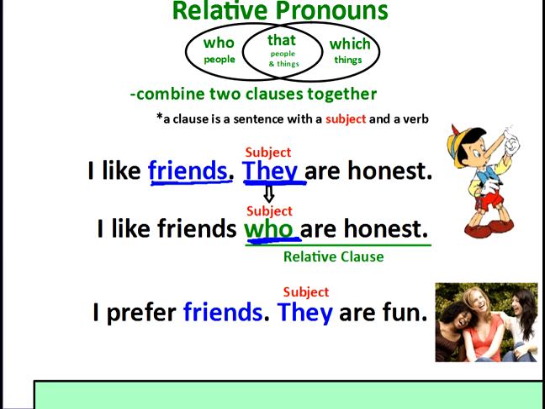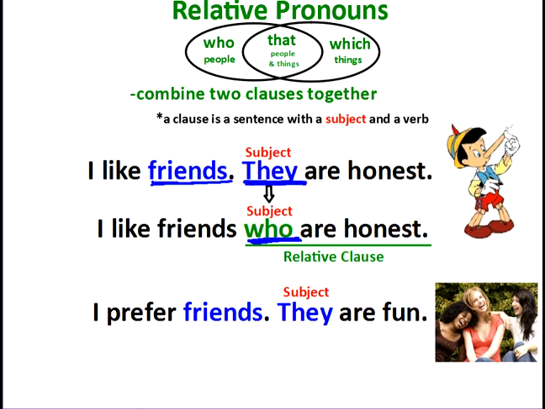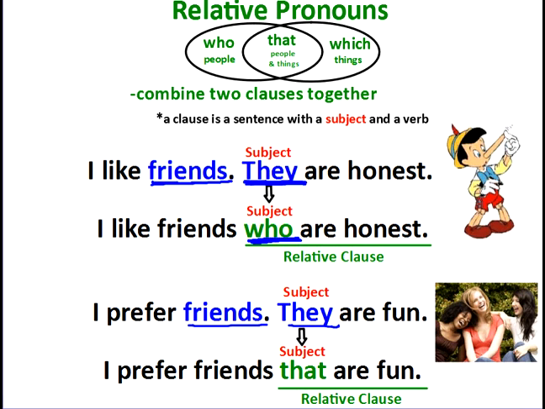Let's take a look at another one. For example, two sentences. I prefer friends. They are fun. Again, same idea. I have friends and they. That's my common word. And I'm going to combine them. I'm going to take away my subject they. And I'm going to use a relative pronoun. And it's going to read like this. I prefer friends that are fun.